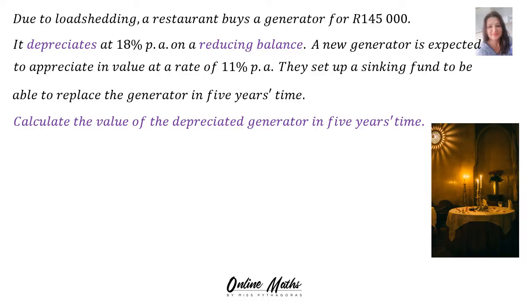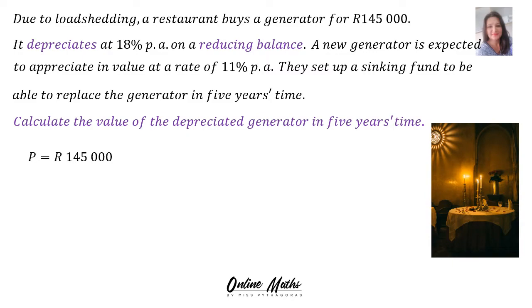Due to load shedding, a restaurant buys a generator for 145,000 Rand. It depreciates at 18% per annum on a reducing balance. A new generator is expected to appreciate in value at a rate of 11% per annum. They set up a sinking fund to be able to replace the generator in 5 years' time. Calculate the value of the depreciated generator in 5 years' time.